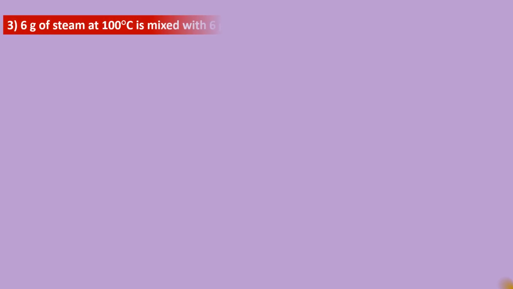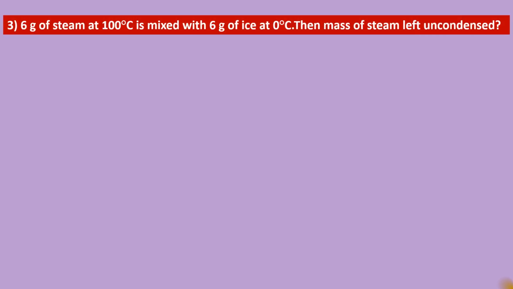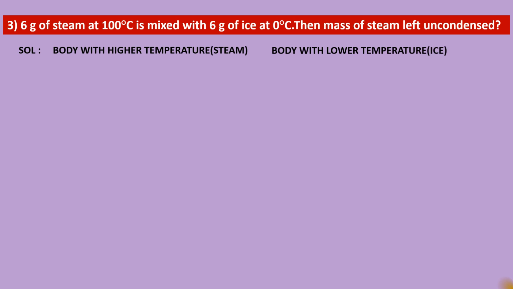6 grams of steam at 100 degrees Celsius is mixed with 6 grams of ice at 0 degrees Celsius. Find the mass of steam left uncondensed. We have to find what amount of steam is not condensed. Let us solve this problem step by step. We know that the body with higher temperature is steam and the body with lower temperature is ice. As the steam is at higher temperature, let us calculate how much heat is lost by the steam in condensing to water at 100 degrees Celsius.